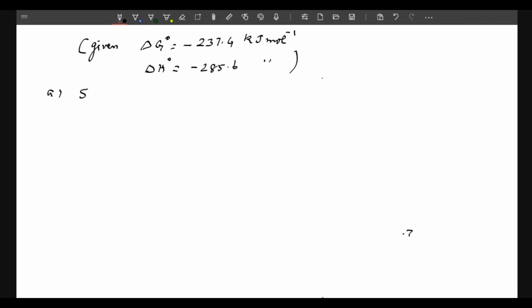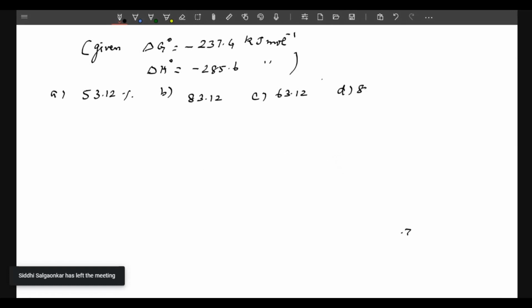Option A, 53.12%. A percentage is given, but the efficiency eta, your calculator would give a fraction, multiply with 100, you will get the percentage. B, 83.12, C, 63.12, D, 80. Check your answer. Take down the next question.